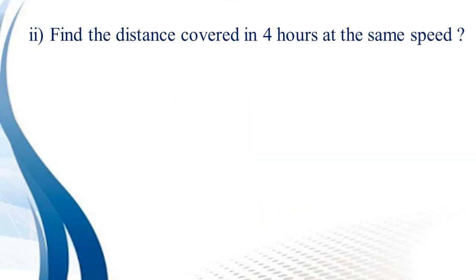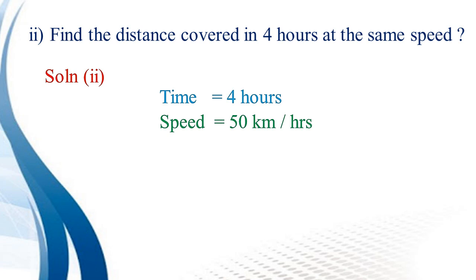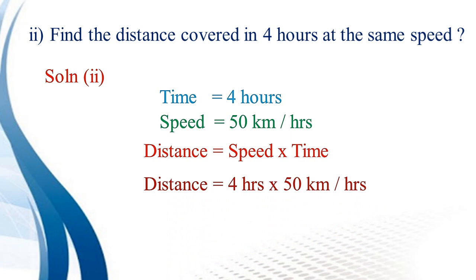Find the distance covered in 4 hours at the same speed. Time equal to 4 hours, speed equal to 50 kilometer per hour. Distance equal to, we know that formula, speed multiplied with time. So 4 hours multiplied with 50 kilometer per hour means 4 50s are 200 kilometer.